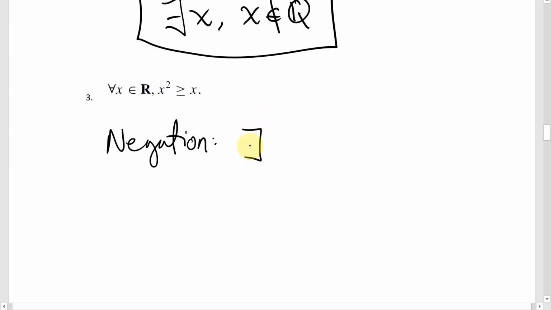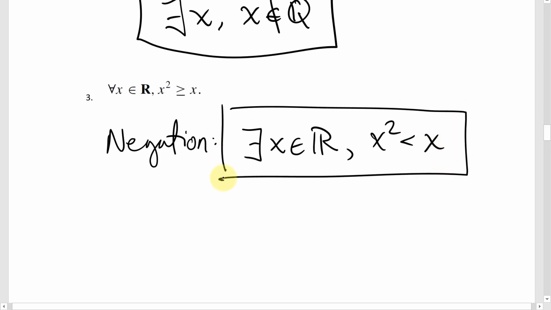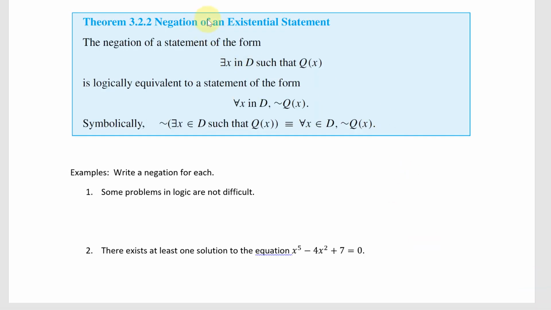The negation would be there exists some X element of the real numbers, and then the negation of that statement would be X squared is less than X. You notice how because this was a greater than or equal, to negate that, I have to put just a less than. If that had been just a greater than, it would have been a less than or equal in the negation. So now let's move on to negations of existential statements.